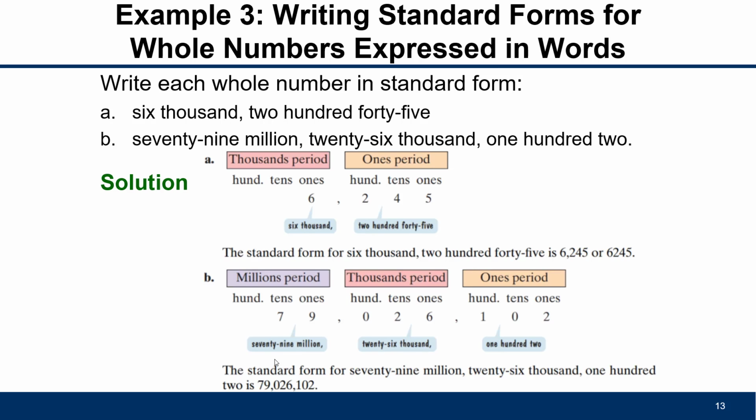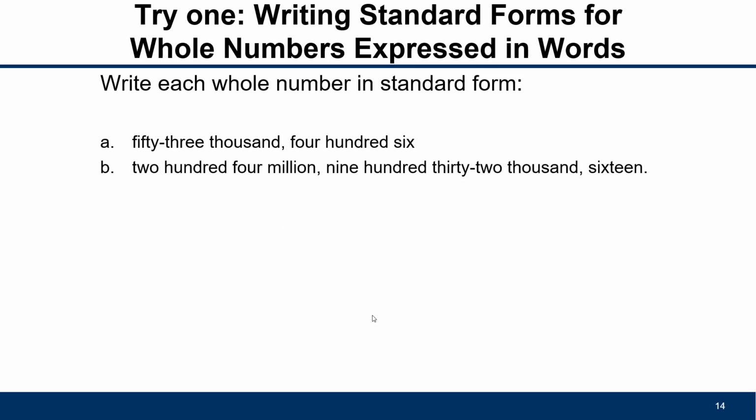102. And you'll notice that with the 26,000, because we were missing hundreds, we have to put a 0 in for that place. So anytime you have a missing part of your period, you still have to put a 0 in there when you're writing out the number. So the standard form for 79,026,102 is 79,026,102. All right, why don't you guys again stop the video and try these on your own.